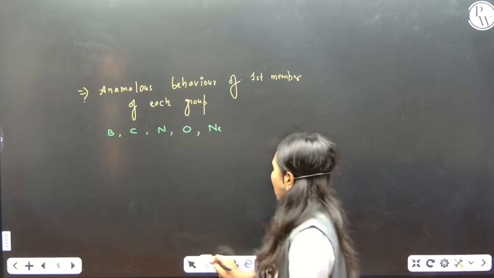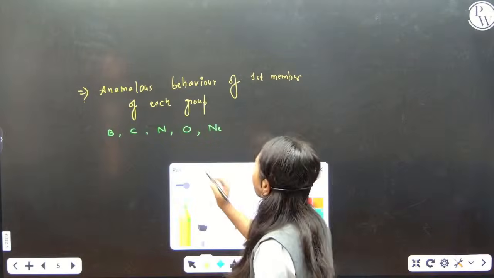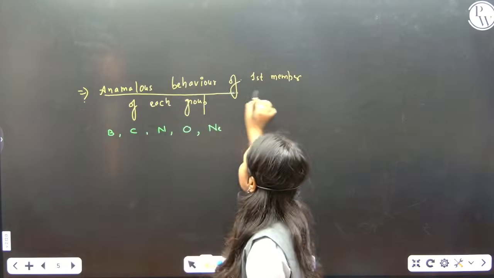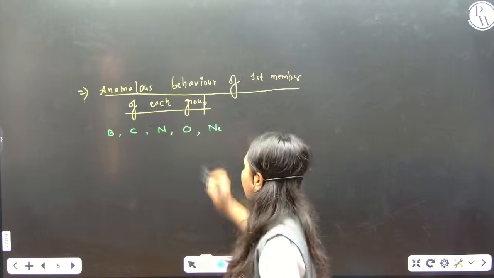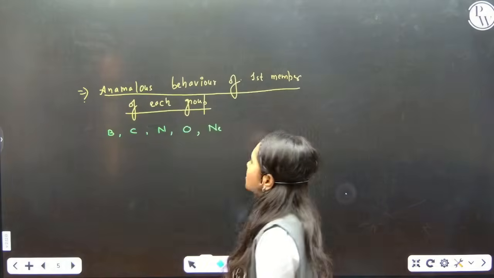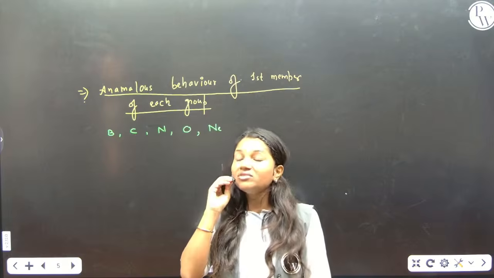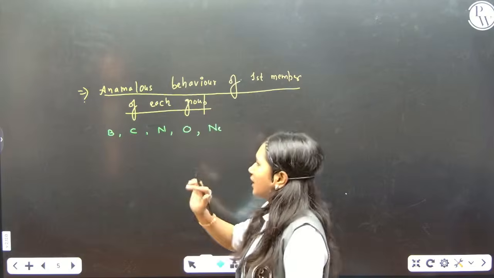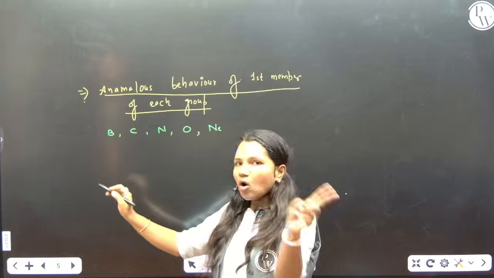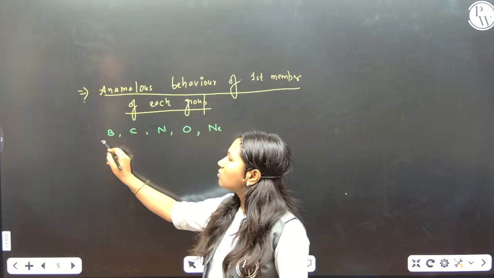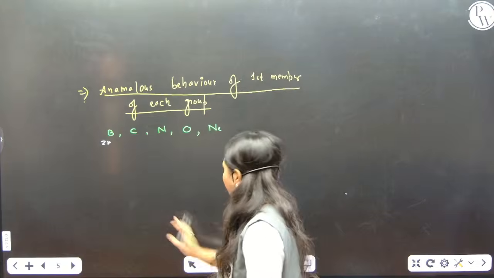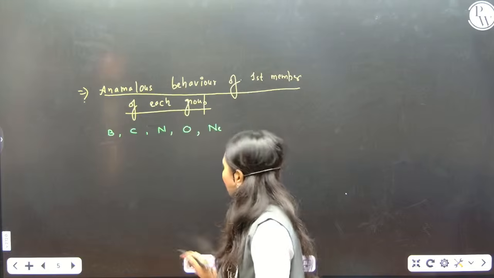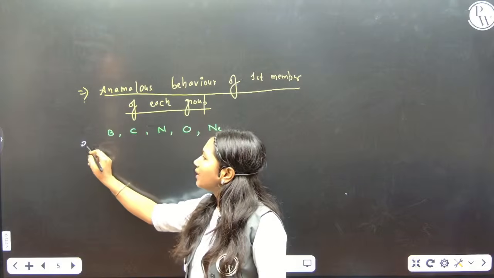Now let's understand the reasons for it. What is the reason for their different behavior? Why do they behave differently from their respective group elements? One thing common among all is they are from the second period.